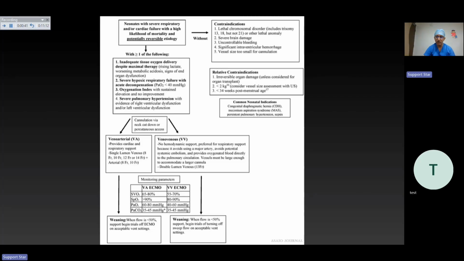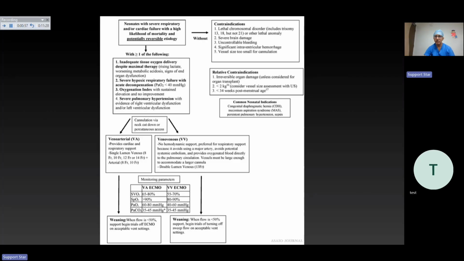A double lumen venous cannula is also available, but that is not available in India right now. That is called the Avalon cannula. If you use that, you can only do neck cannulation, but you have two ports: one for drainage, and the other through which you return the blood. That we'll talk about later.